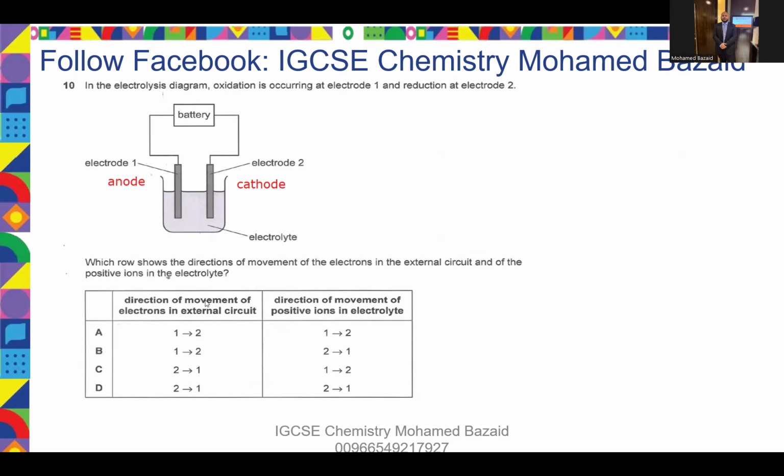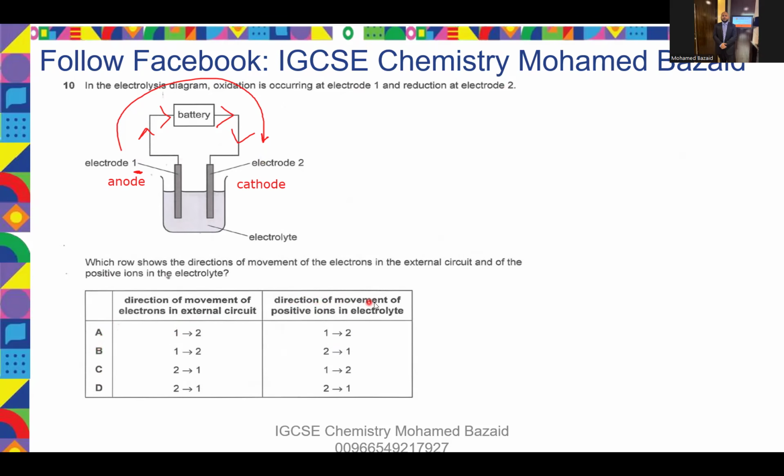After that, he asking me, as you know, the direction of electrons in the wire starting from anode to cathode. Look what he said. Direction of movement of electrons in electrical circuit, as you see, it started from electrode 1 to electrode 2. Always like this, from anode to cathode, from electrode 1 to electrode 2. So it is A or B. I will cancel C and D.